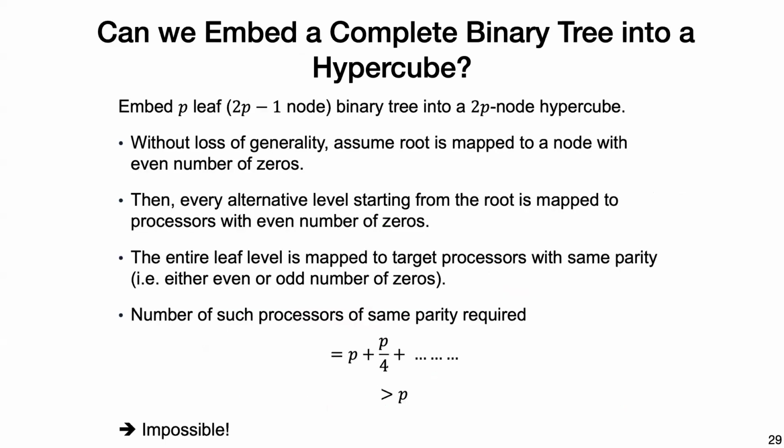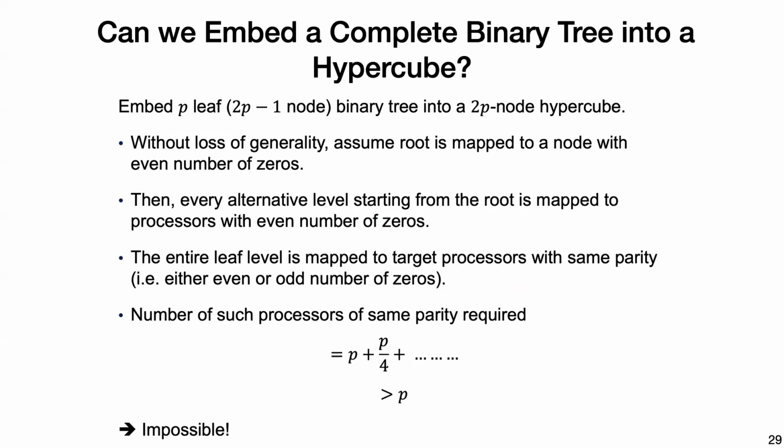Okay, so we want to try to embed this binary tree into a hypercube. So suppose that you have p leaves in your tree. So you have overall 2p minus 1 nodes in the entire binary tree, and you're trying to map it into a 2p node hypercube.